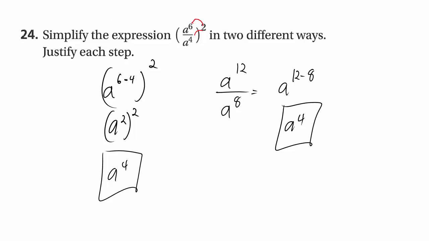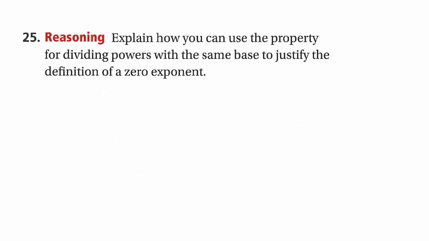Okay, the last one on the study guide, we want to explain how you can use the property for dividing powers with the same base to justify the definition of a zero exponent. Now, when we first covered it, we saw that 2 to the third is 8, 2 to the second is 4, 2 to the first is 2, 2 to the 0 is 1, and then we were just dividing by 2 each time. 2 to the negative 1 is 1/2. So we saw a pattern, but here's how you can use the property of dividing powers.